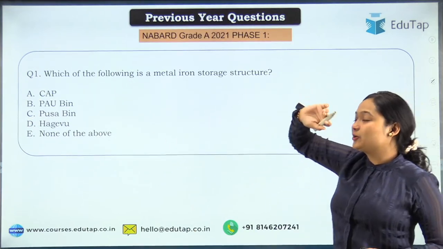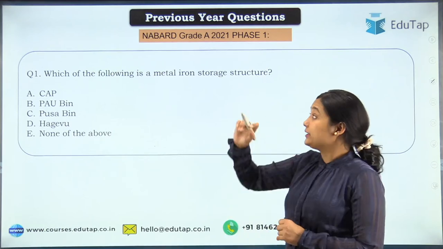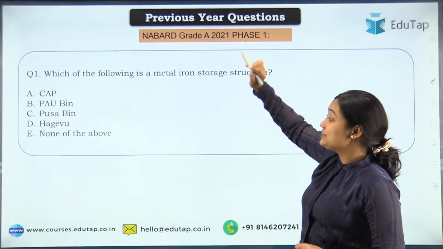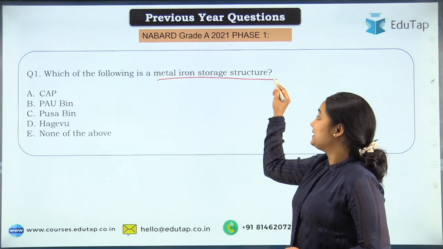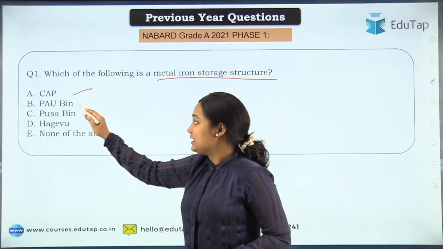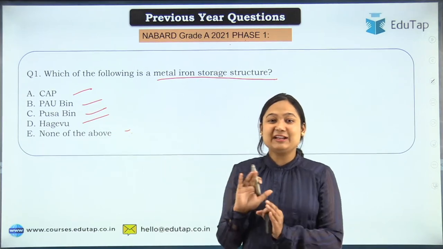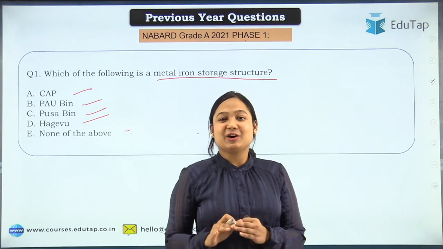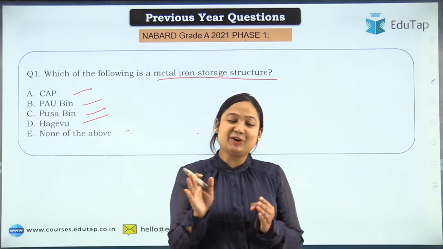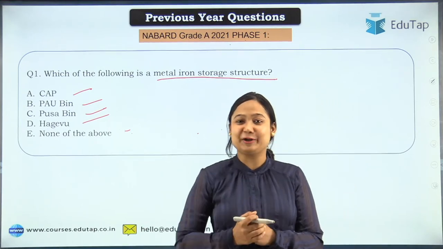Now let's take a quick look at agriculture engineering and what kind of questions there are. In last year's examination for phase 1, there was one question: which of the following is a metal bin structure? Your options were CAP, PAU bin, PUSA bin, Hagebu, or none of the above. I'll wait a few seconds if somebody wants to attempt it right now. By the end of the video, every one of you will be able to give the answer correctly, and that is a surety.